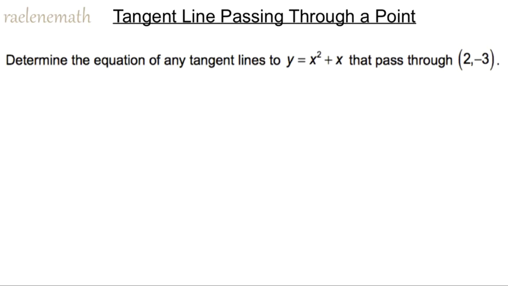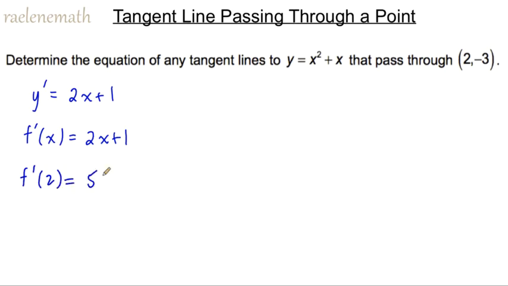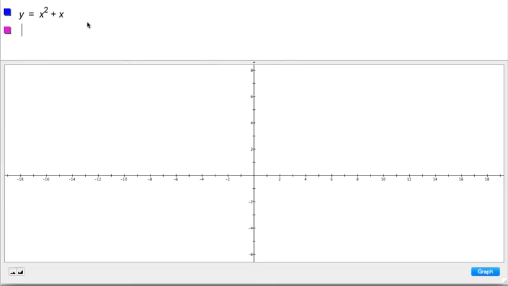Now this is what I see a lot. I see people taking the derivative, y prime equals 2x plus 1, and I really like the function notation f prime of x equals 2x plus 1, and then substituting 2 in for x and getting 5. And then writing the equation of the tangent line in point slope form as y minus negative 3 equals 5 times x minus 2. So now let's graph that line.